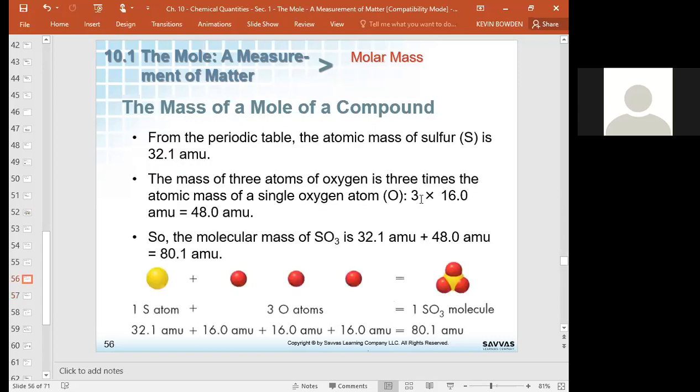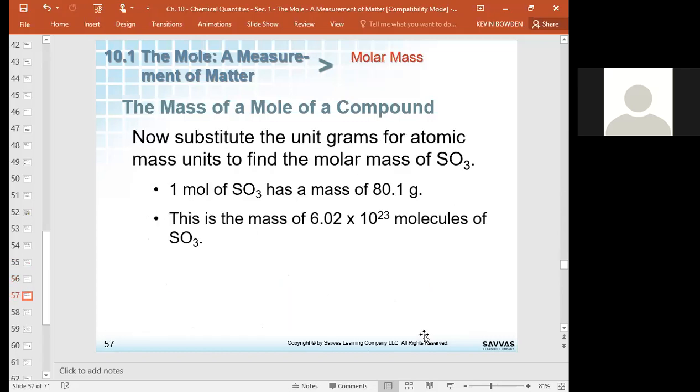So again, it's always the same number. It's just a matter of is it AMU or is it grams per mole? Grams per mole.